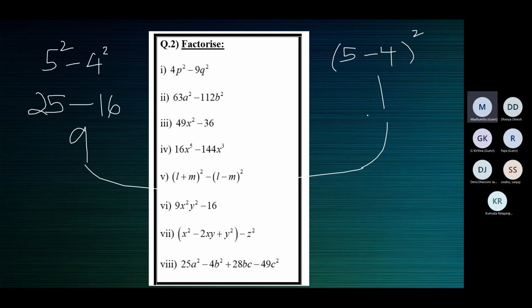Okay, ma'am. Now maybe this will work. For example, 1 square minus 0 square. Let's try this, and 1 minus 0 the whole square.